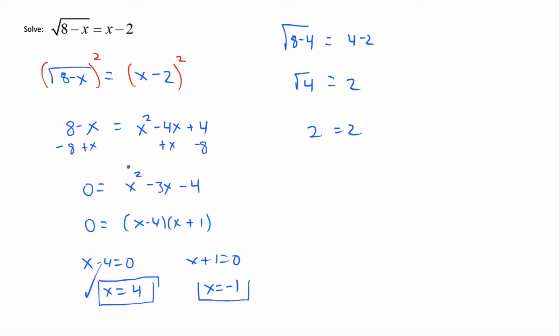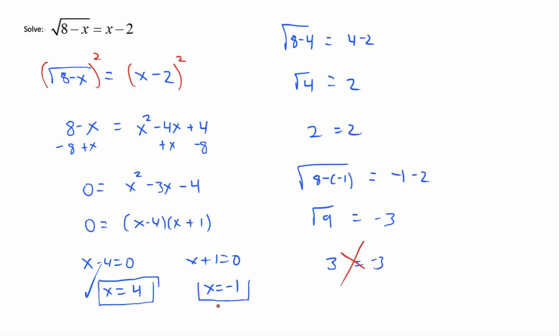Now notice what happens with plugging in the negative 1. We get radical 8 minus negative 1. Does that equal negative 1 minus 2? Well, 8 minus negative 1 is 9, and radical 9 is 3, but notice what we get on the other side. We actually get negative 3, which is not a true statement.